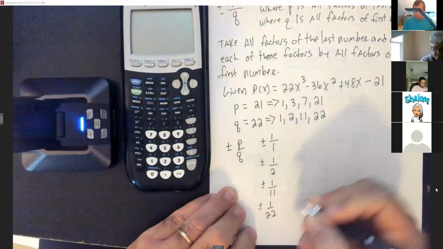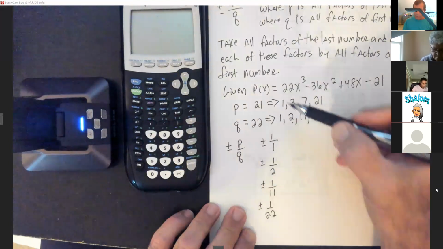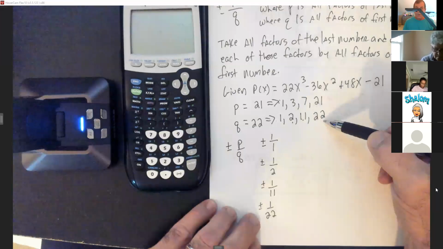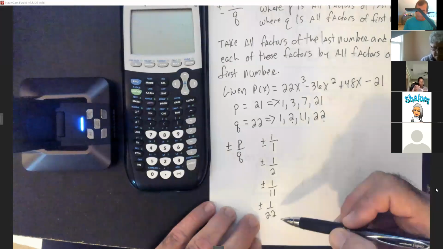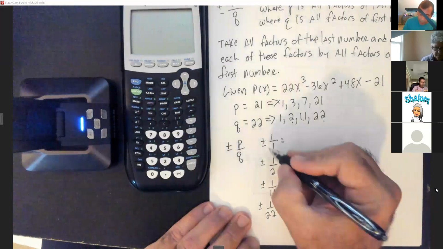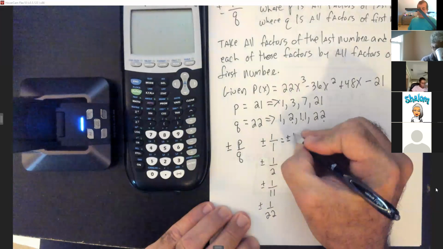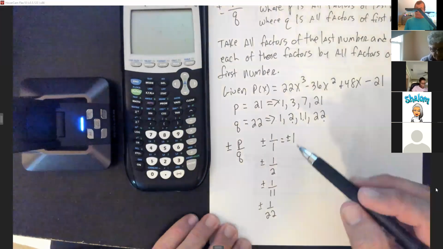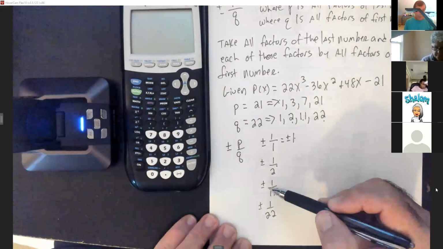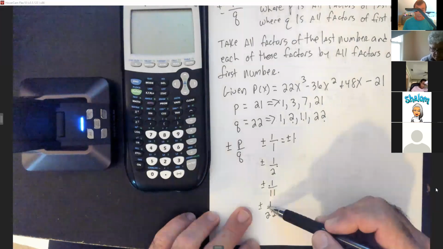All right, so I took my 1 divided by 1, took my 1 divided by 2, took my 1 divided by 11, took my 1 divided by 22. Now, one of these will simplify. That 1 over 1 will turn into a plus or minus 1 only, okay? So the first 4 possible zeros are plus or minus 1, plus or minus 1/2, plus or minus 1 over 11, plus or minus 1 over 22.